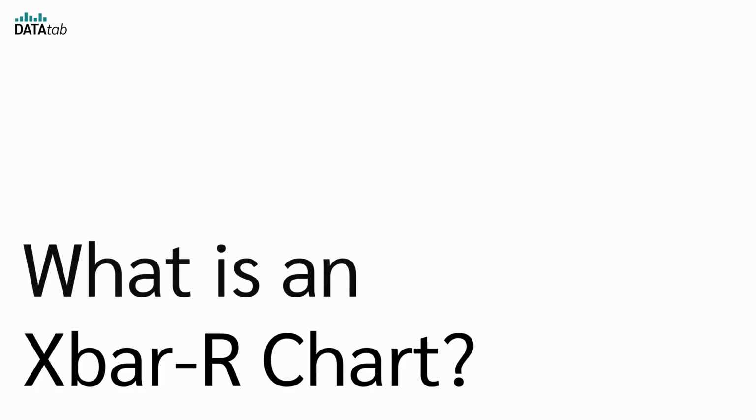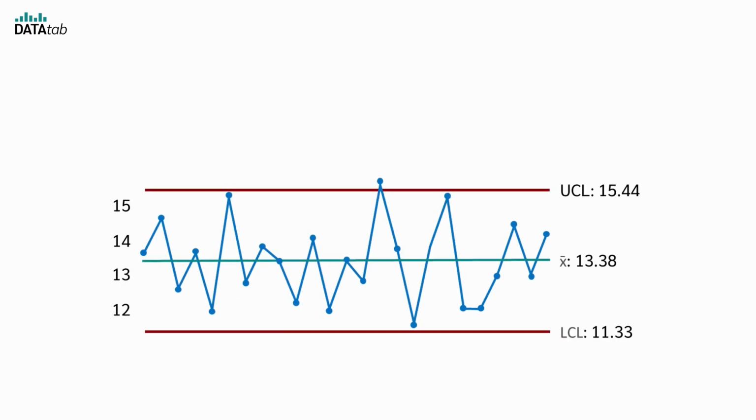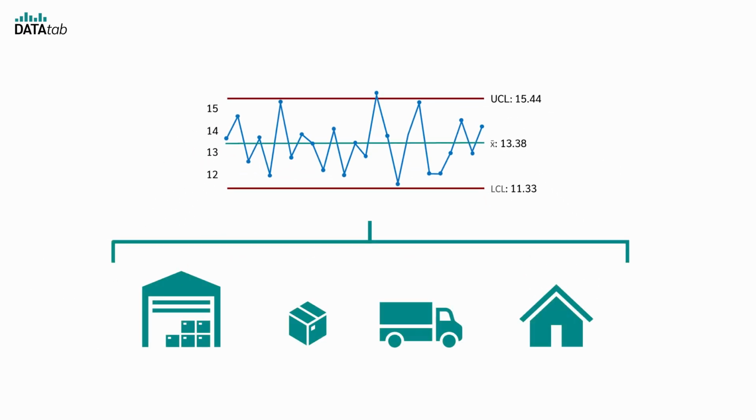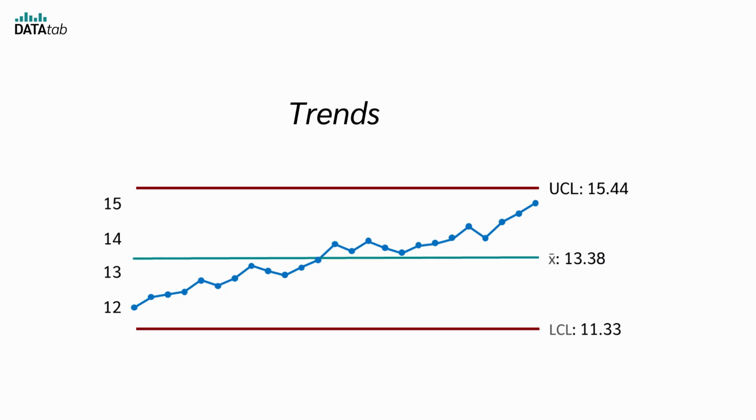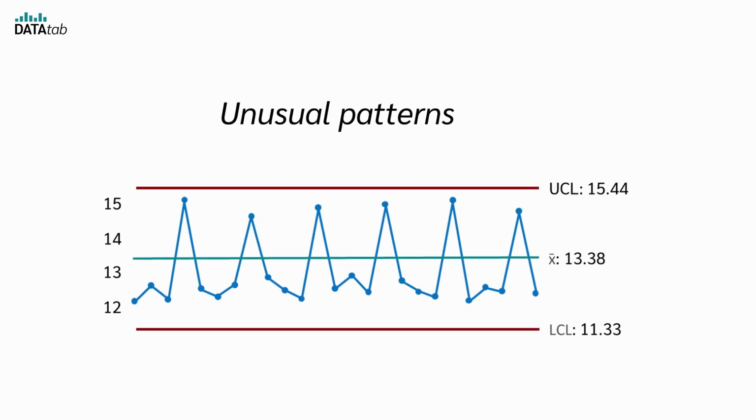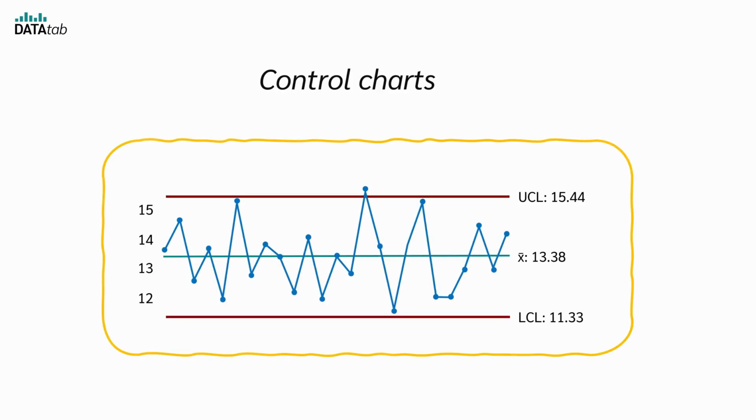What is an Xbar-R chart? Xbar-R charts are control charts used to monitor and control processes by tracking the performance of key variables over time. They help identify trends, shifts, or any unusual patterns that might indicate a problem with the process. Therefore, control charts give important information about the stability of the respective process.